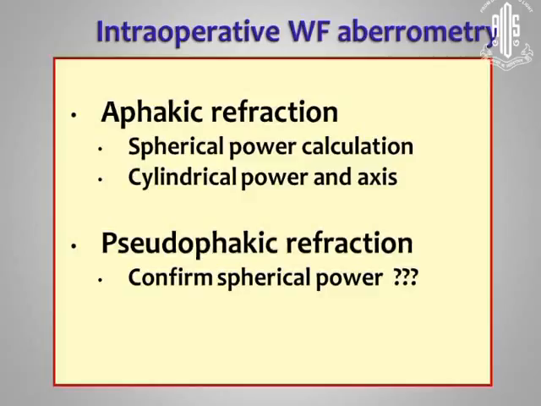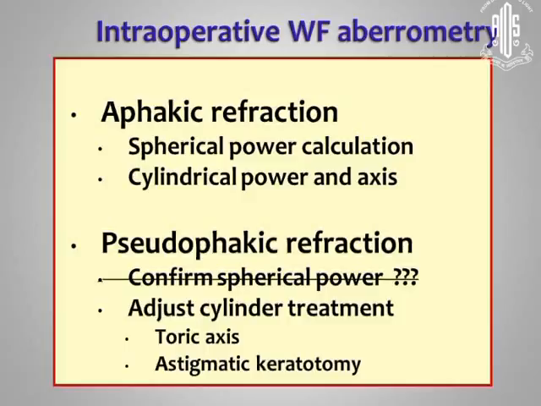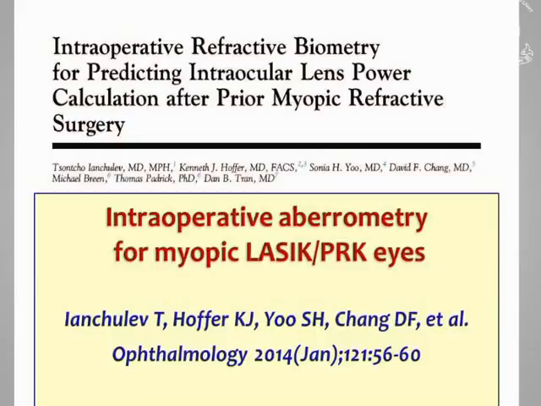Unfortunately not, because by the time you pressurize the globe, you push the lens back, the effective lens position is not where it's going to end up, and so it really won't help you there. But you can adjust the treatment of your cylinder, whether it be alignment of the toric or adding or extending your astigmatic keratotomy. I was a co-author in this paper, which was published a year ago.